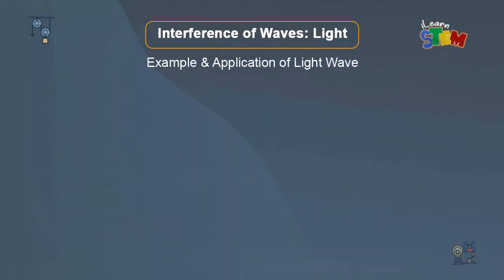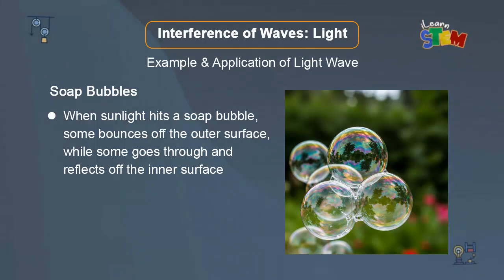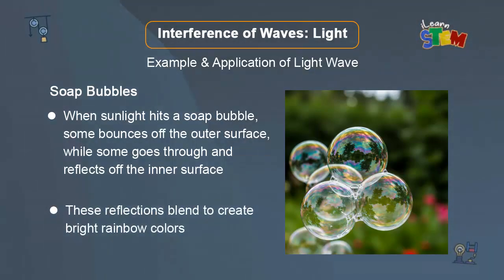Let's look at some examples. When sunlight hits a soap bubble, some of the light bounces off the outer surface, while some passes through and reflects off the inner surface. These reflections blend to create bright rainbow colors.